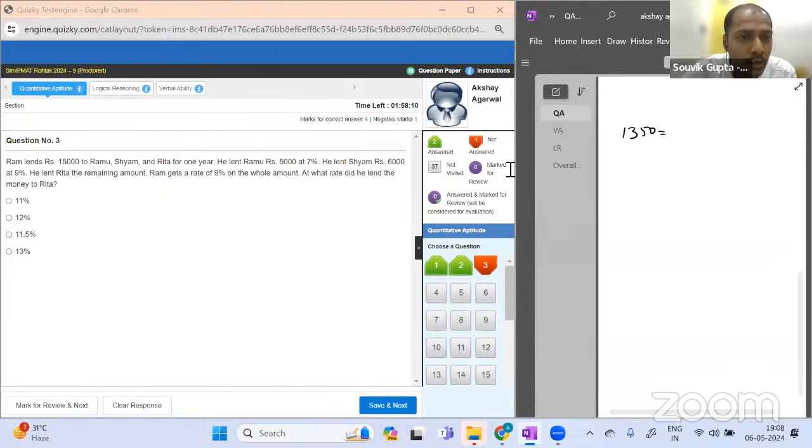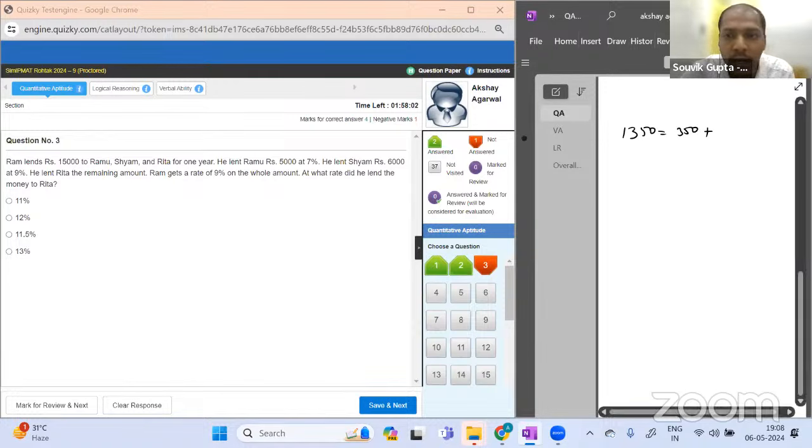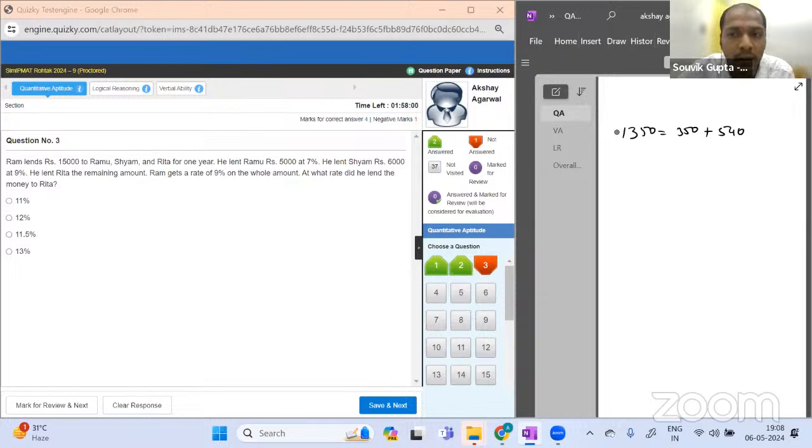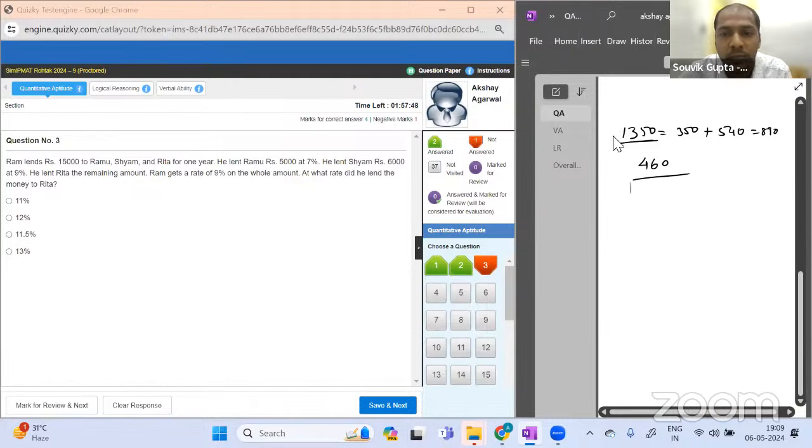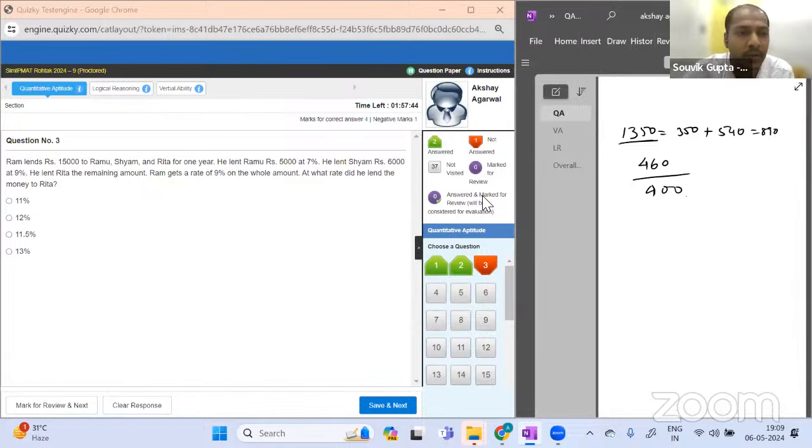1,350 as a total. He lent Ramu 5,000 at 7%. So that will be 350 plus, he lent 6,000 at 9, so that is 540. So 90 plus 300, 890 plus something is this much. So that will be 110 plus 350, 460. 460 on the remaining amount, that is 4,000. So that is 11.5%, option C.